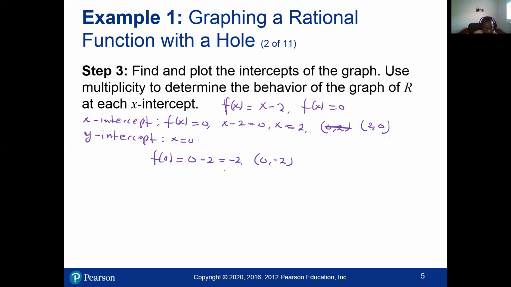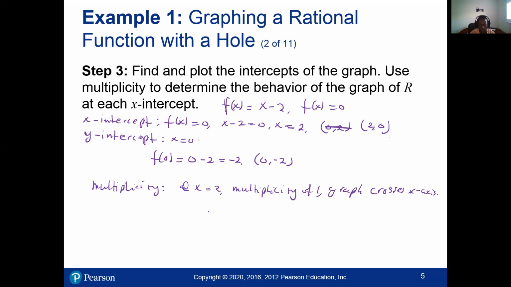So at the x-intercept x equal to 2, it has a multiplicity of 1. It means that the graph crosses the x-axis at that point. All right, now let's go to step 4.